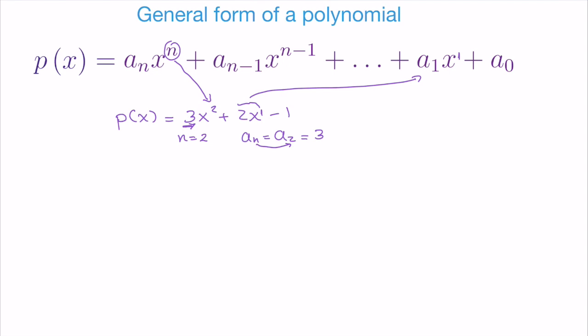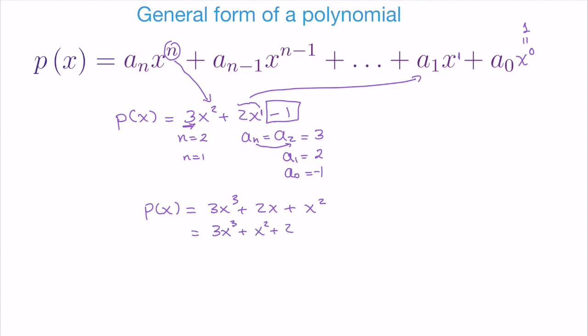And then a_1, which is for n equals 1, is going to be the number in front, which is 2. And then the last term, we have x to the 0th power there, only that we don't write it because that is just a 1. And 1 times a_0 is a_0, and we don't write it. So then a_0 is just -1, the last number there. The other fact about polynomials is that we write them in descending order of the powers of x. Like if we have p of x equals 3x cubed plus 2x plus x squared, that would not be in descending order. So we rewrite it as 3x cubed plus x squared plus 2x.